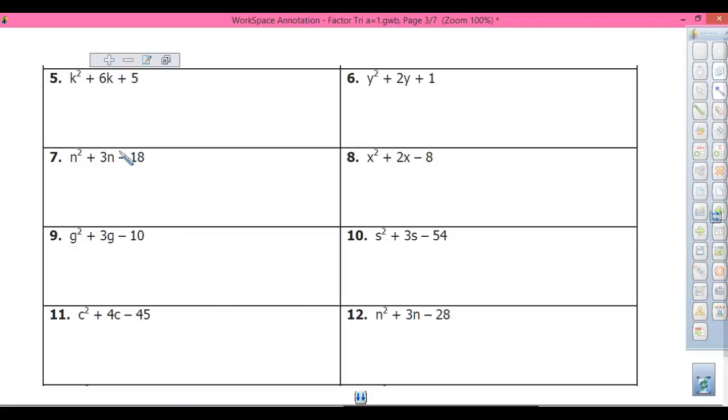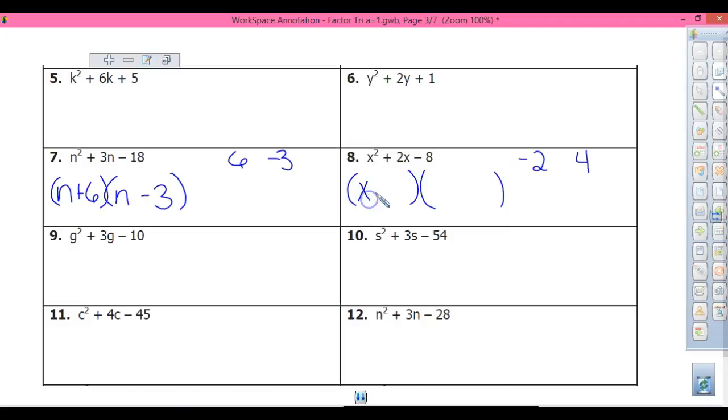Okay? So if I'm looking at number 8, how do I get to negative 8? Negative 2 and positive 4? Does negative 2 plus a positive 4 get me to a positive 2? All right. So I have x minus 2 and x plus 4.